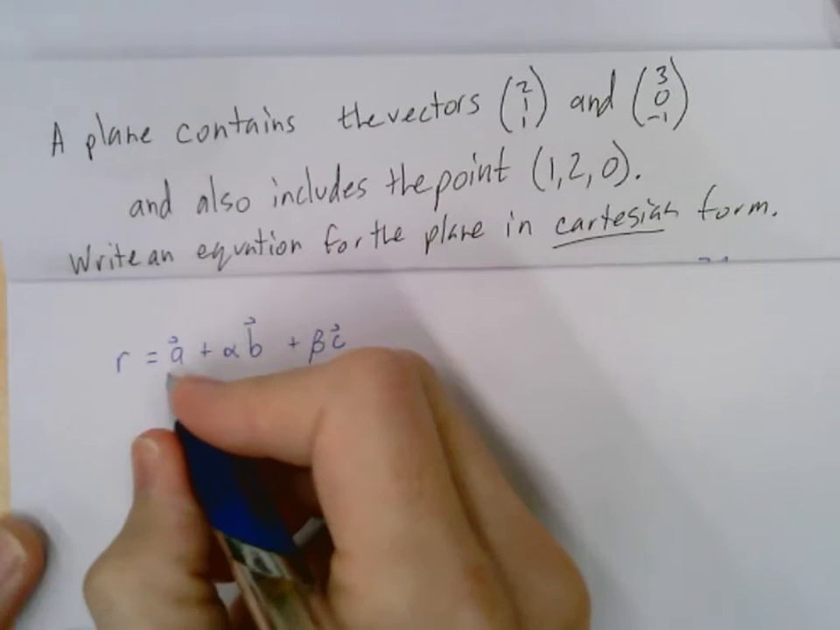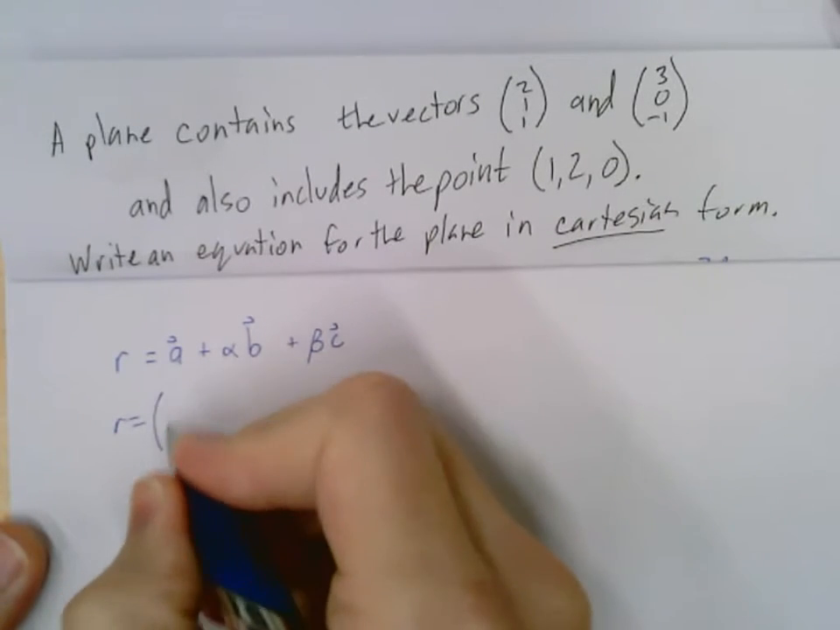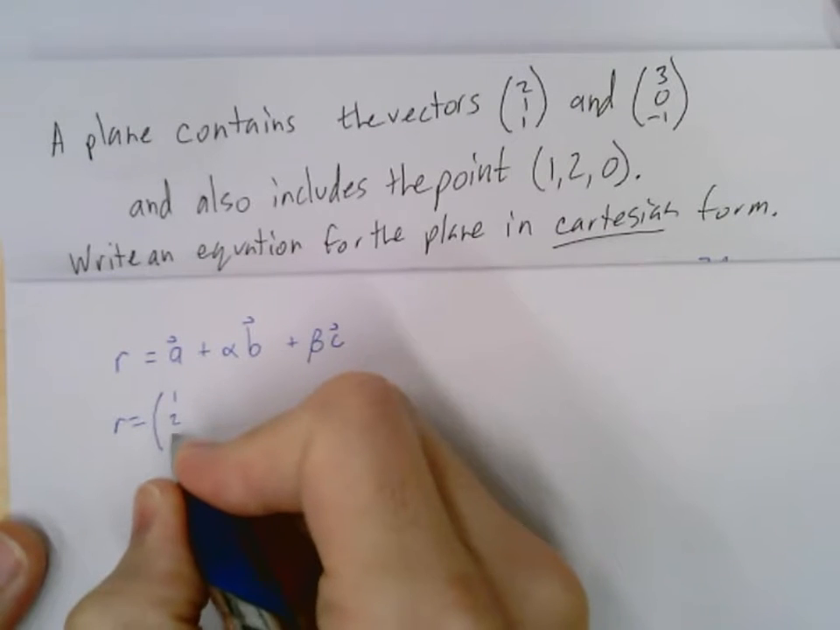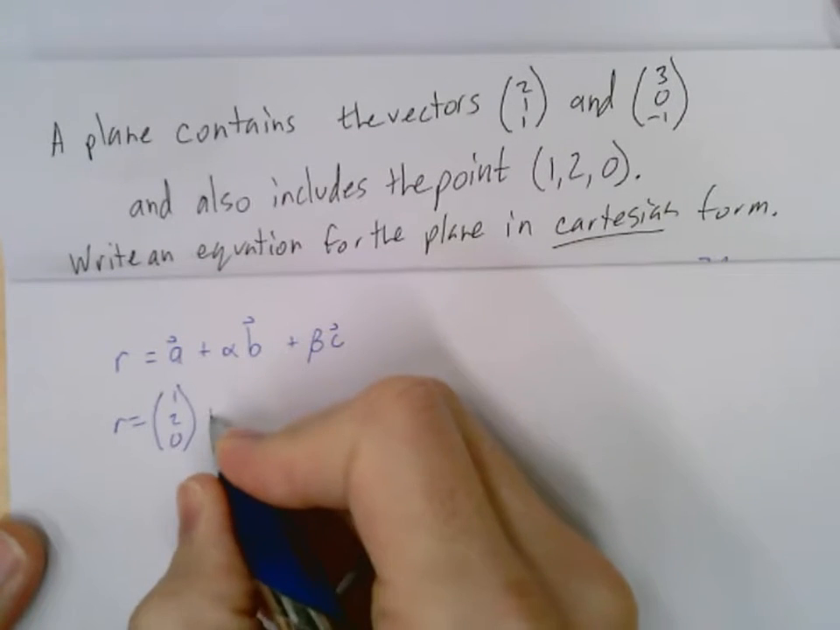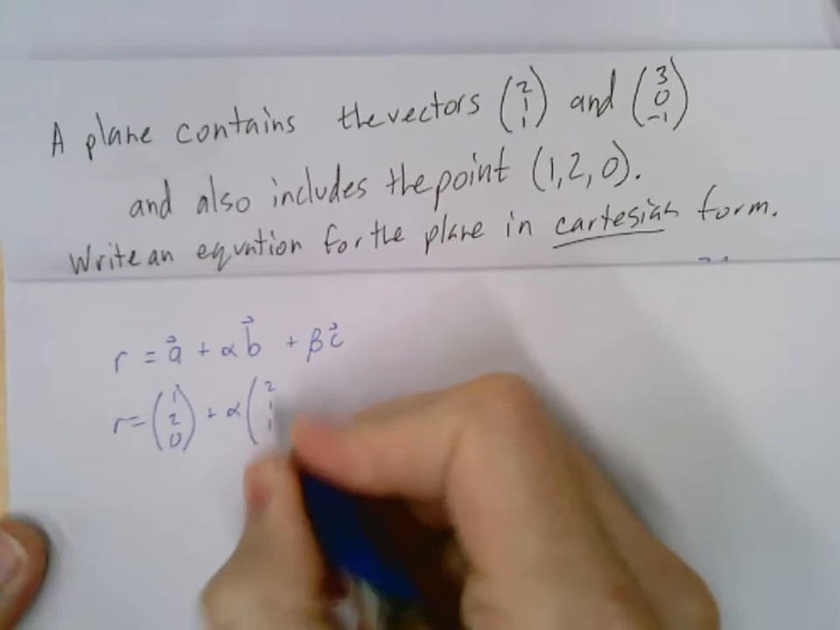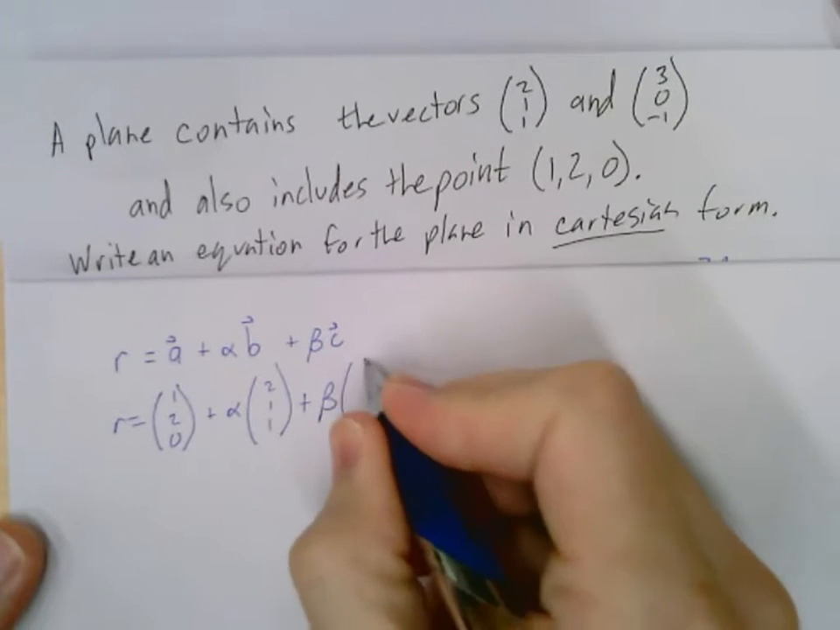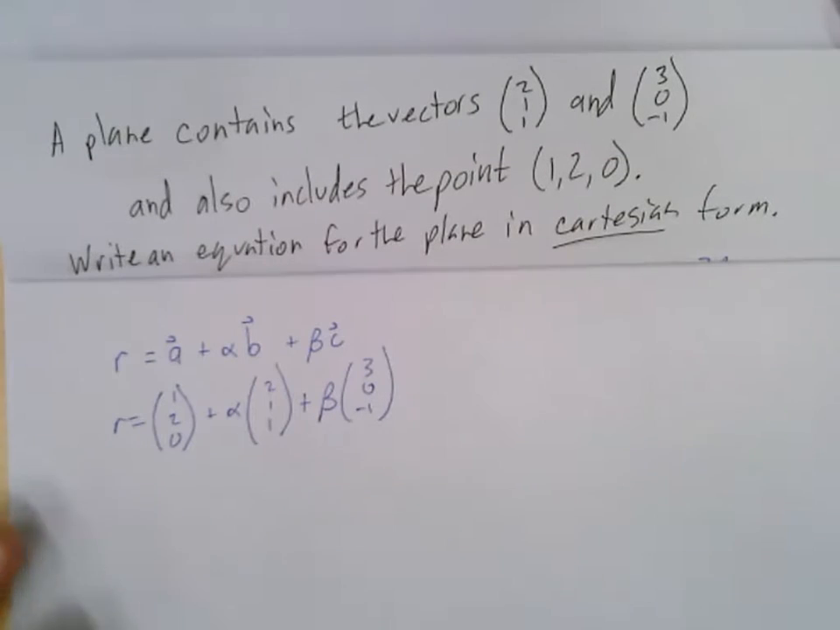Okay, so the starting point is going to be that point that I know exists in my plane, (1, 2, 0). And then from there, I'm going to do alpha of vector (2, 1, 1), and I'm going to do beta of vector (3, 0, -1). Now at this point, I need to put it into Cartesian form.